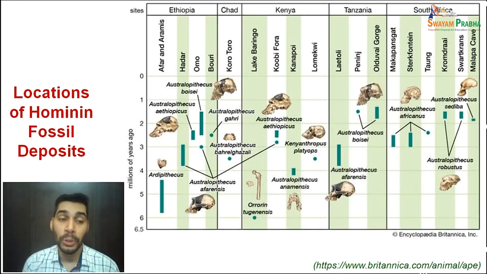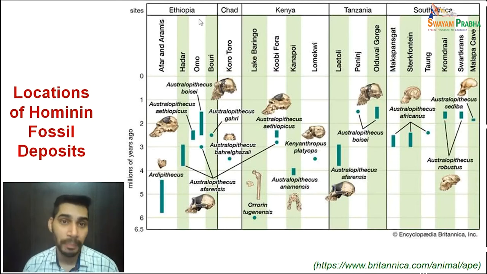Here you can see the locations of various hominin fossils that people have collected. And if you see, basically these locations are Ethiopia, Chad, Kenya, Tanzania and South Africa. So most of them are from the African continent. So one thing is very much clear: most of the fossils which we have got from human evolution have been obtained from Africa.